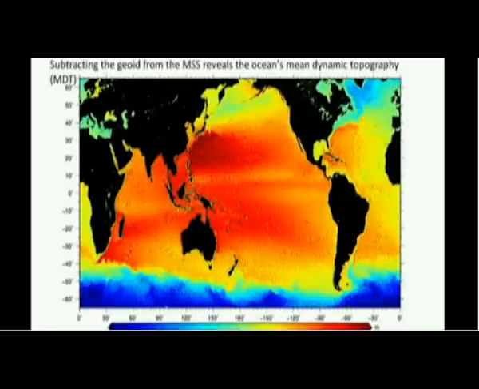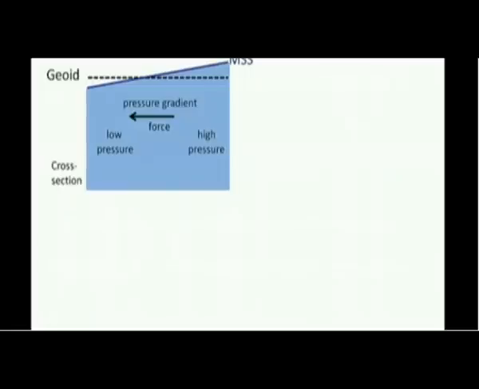And it comes down to this principle of geostrophy, and I'm sorry, I'll do a little bit of science for a second here. Geostrophy basically means to turn with the Earth. So this is the cross-section through the ocean, and you can see the geoid represented by the black dashed line there. That's the level line, if you like. And the mean sea surface departs from that, and the difference gives us our mean dynamic topography.